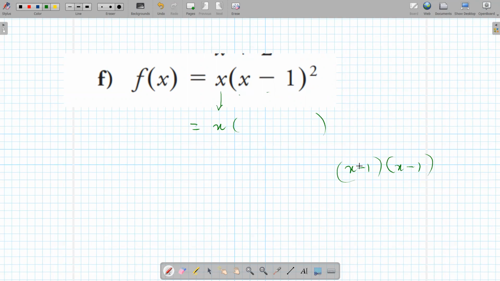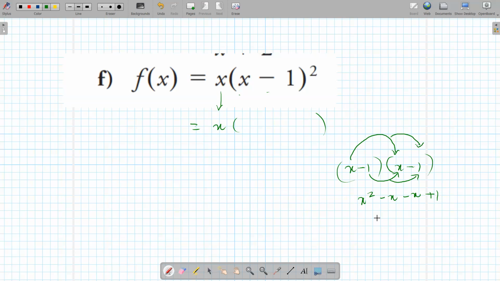Look at this. You're going to have to FOIL this. First, you do x times x. What's x times x? Not 2x. X plus x would be 2x. X times x is x to the power of 2. Exactly. And then you do x times -1, which is minus 1x. Then you go to the other term. -1 times x is -x again. And then -1 times -1 is +1.